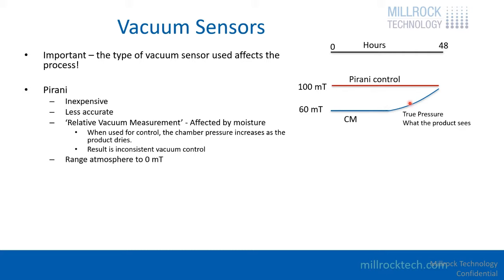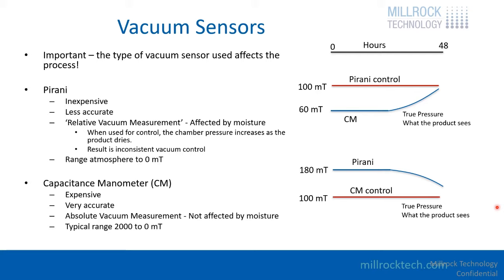The true vacuum in the system actually increases through the process. This could be a problem because if you're going to transfer this cycle from your older freeze dryer to either a new freeze dryer or a production freeze dryer, it will not transfer properly because the new system is going to be using a capacitance manometer. Let's take a look and see what that looks like.